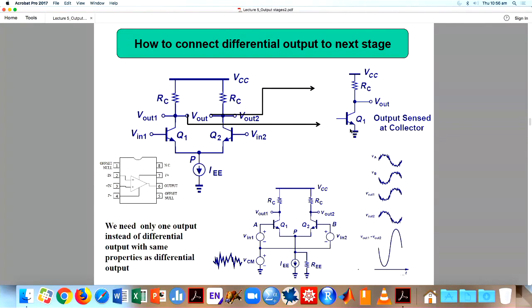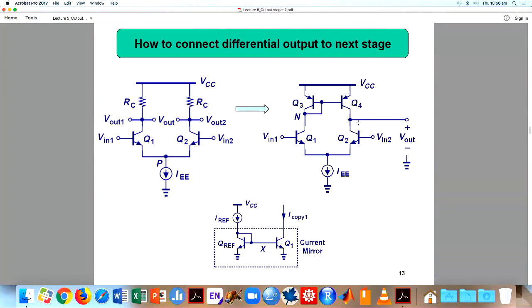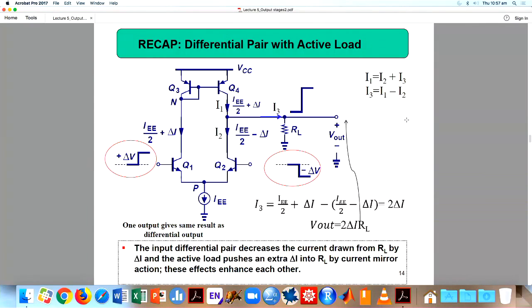Now we will go to our previous lecture. In the previous lecture, we said we will be taking V out B minus V out A, the difference between these voltages. But that is two lines, so we can't connect to another stage. Then we came up with the idea that we can have only one output. You can have two inputs and get only one output using this current mirror load, converting the differential input into one line with all the effects we already studied. We proved in the previous lecture that taking only one line from here is equivalent to V out A minus V out B.